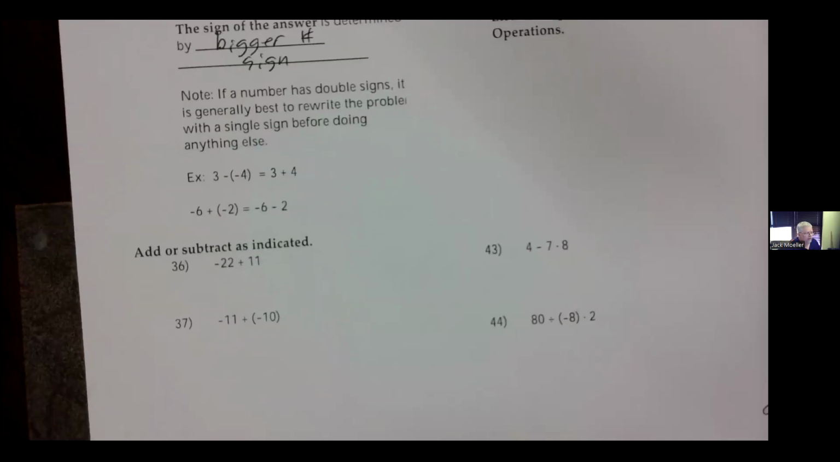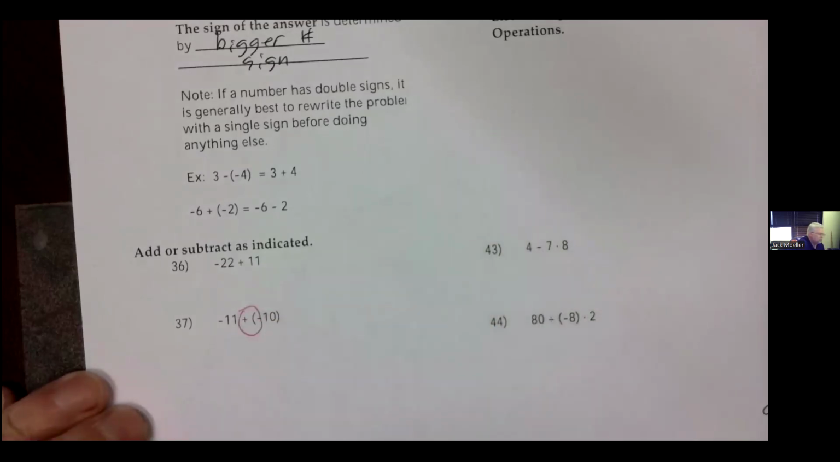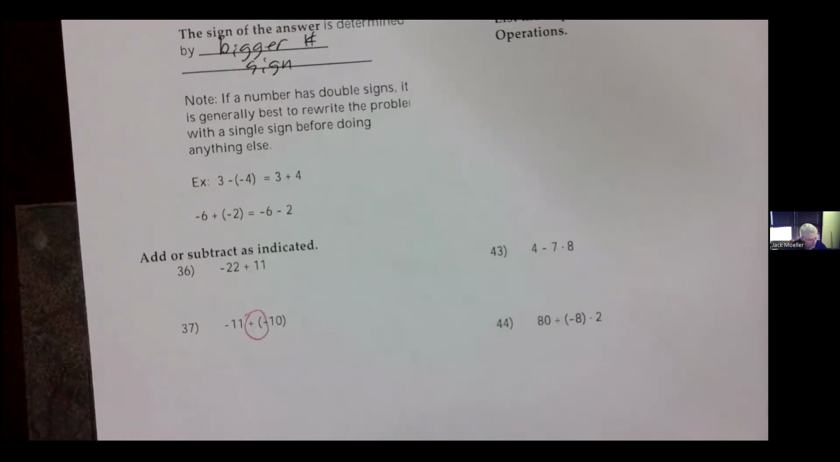We have negative 11 plus parentheses negative 10. So what do we do with that plus parentheses negative 10? It sort of depends on what you're comfortable with. Some people prefer it that way. What I do is, anytime, this is what I refer to as a double sign, when we have those signs right next to each other, I like to condense it down to a single sign.